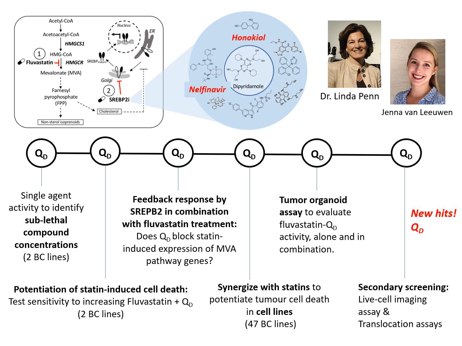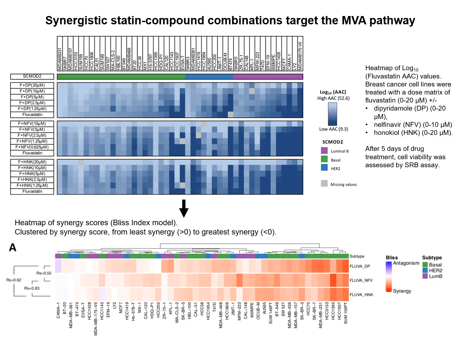From the methods, we identified a range of drugs, but I'm focusing here on two of our top candidates, which were honokiol and nelfinavir. In a secondary screen, we also identified two further drugs that I'm going to mention a bit further on. Using this approach, we were able to experimentally validate that these drugs behave like dipyridamole. This is just one very quick experiment showing those synergistic statin-compound combinations, looking at honokiol, which is HNK here, and nelfinavir, which is NFV.